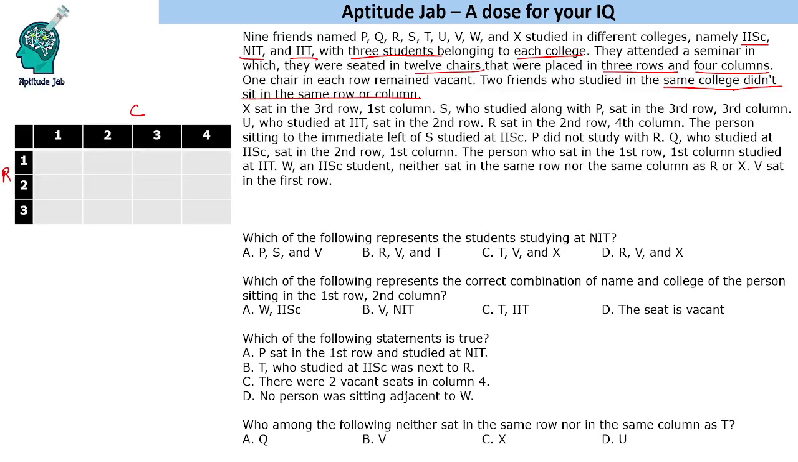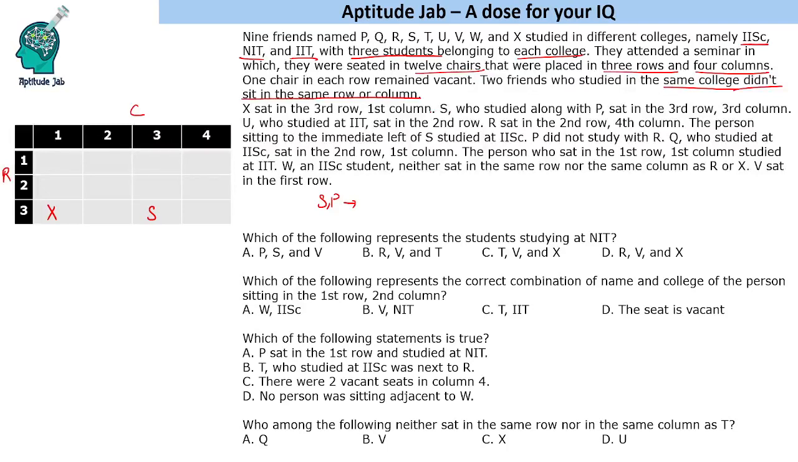who sits where. Now let us first put the information that directly gives the position of students. Like X sat in third row, first column. So third row, first column, it is X. S who studied along with P sat in the third row, third column. So this is S, and S and P study in the same college.